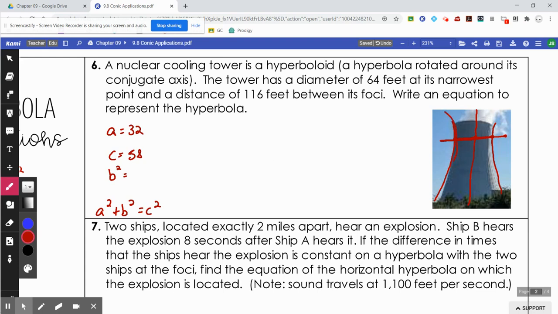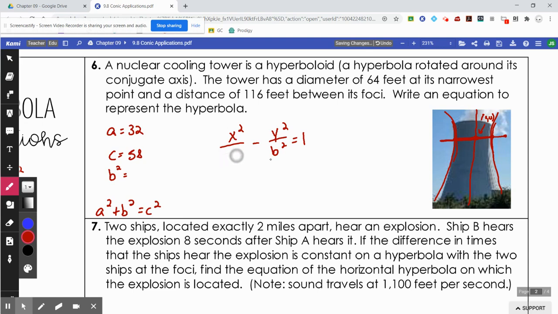Now, since this cup's left and right, this is going to be a horizontal hyperbola, so we're going to list our x stuff first. We'll go ahead and let this point right here in the middle just be 0, 0. That's your origin. So here we go. Since it's horizontal, you've got x squared over a squared minus y squared over b squared is equal to 1. And again, I just let this be 0, 0 so that we could do that.